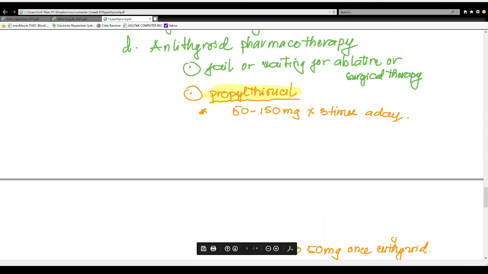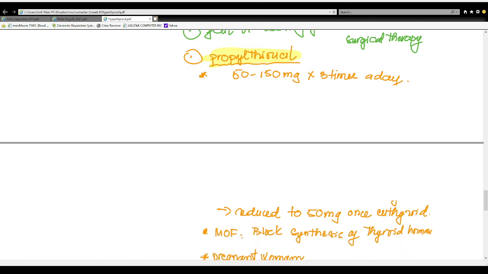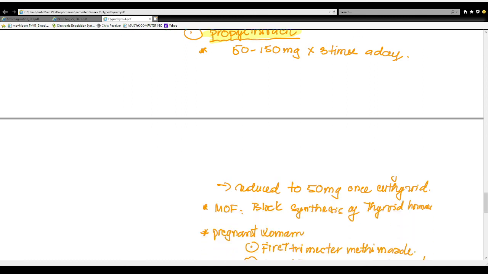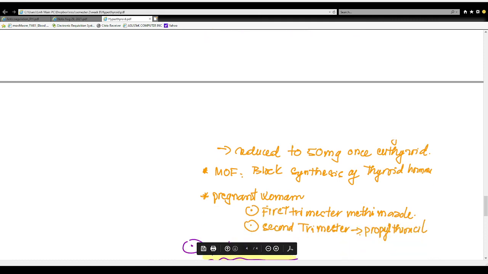The first medication is propylthiouracil, 50 to 150 milligram 3 times a day. We can reduce to 50 milligram once a day when euthyroid. That means the thyroid level has now become normal. The mechanism of action of this medication is to block synthesis of thyroid hormone.